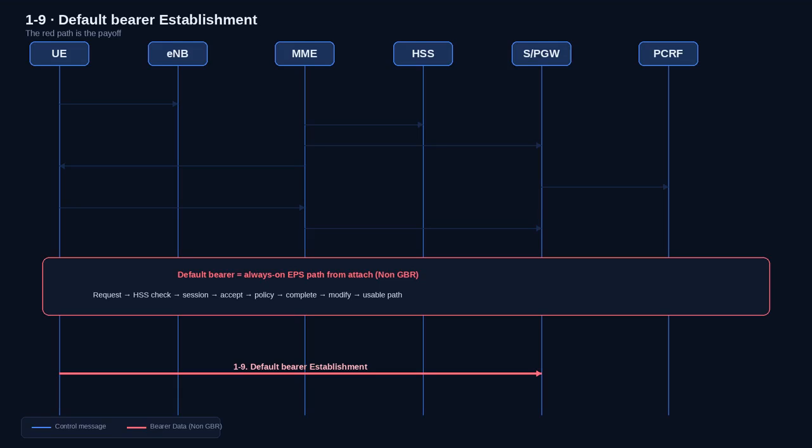3 or 4 sentences for the whole argument. A device cannot use the network until control signaling registers it and checks the home subscriber record. The MME then creates a session at the gateway and returns accept toward the UE. Policy binds on the PCRF side, while the UE completes and the bearer is modified. Only then does the default bearer exist as a usable non-GBR data path.